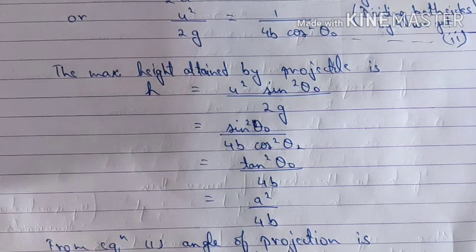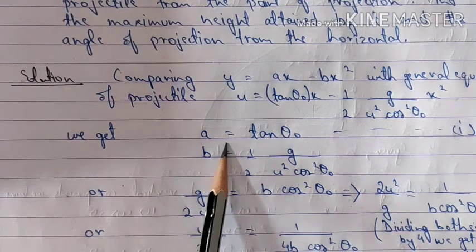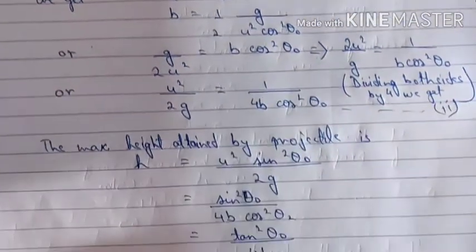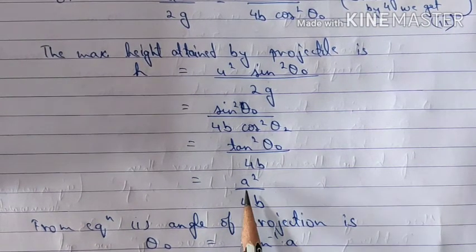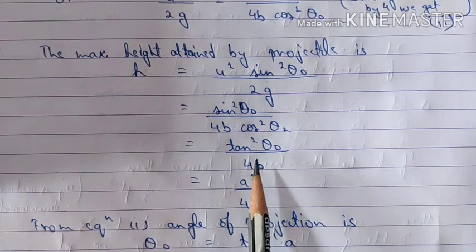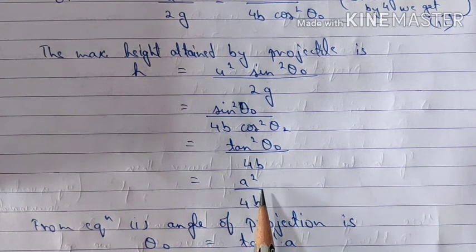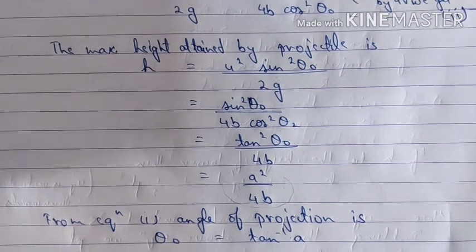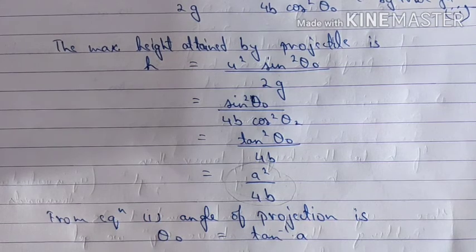Now, we already know that a is equal to tan theta naught. So, putting this value over here, instead of tan square theta naught, we put a square, and the denominator remains the same, that is 4b. So it becomes a square upon 4b. So this is the maximum height that will be attained in this projectile motion.